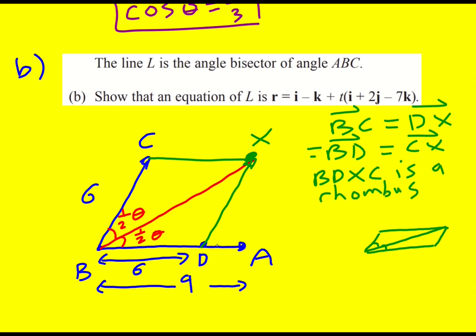So you have to realize to do that. You can't just be using A going to X, because then you'll have a parallelogram and it won't work, because if you go from here to here, it won't bisect. Whereas for a rhombus, it does.